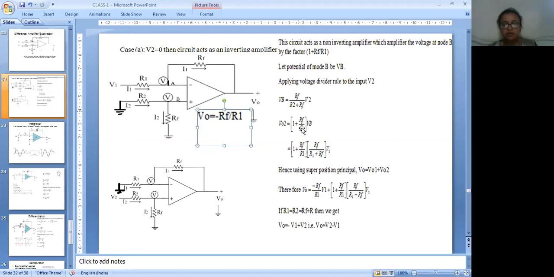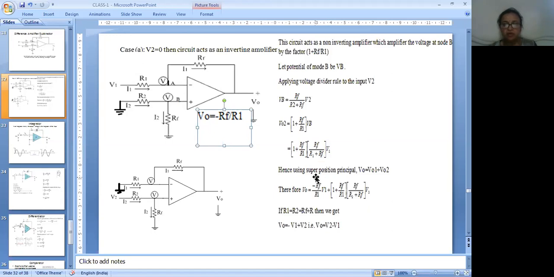Now I will substitute the equation for VB in this equation. Then I obtain 1 plus RF by R1 into RF divided by R2 plus RF into V2. So this is the output due to V1 and this is the output due to V2.